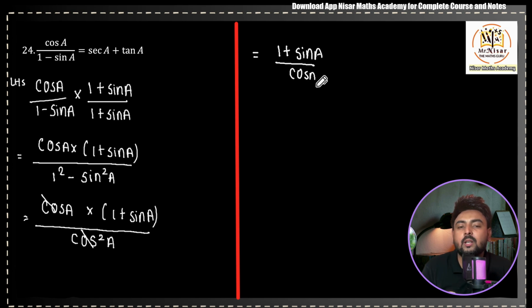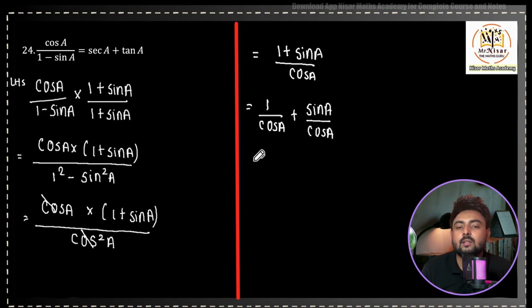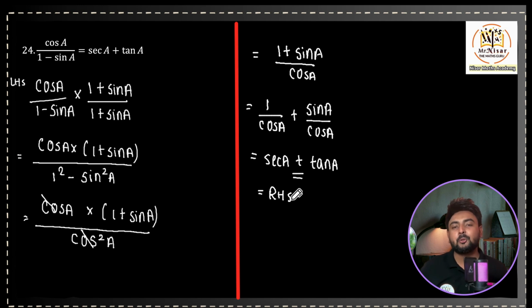I hope you all are able to see the answer. Just separate the denominator, 1 by cos sec A and sine by cos tan A, and that is our final answer. So I can write here 1 by cos A. I am just separating the denominator here, sine A by cos A, and 1 by cos is nothing but it is sec A, and sine by cos is nothing but it is tan A. This is your RHS. I hope it is quite clear to you and you are able to understand each and everything. Let's move ahead for the next question.